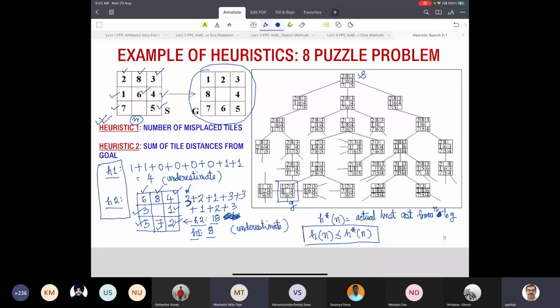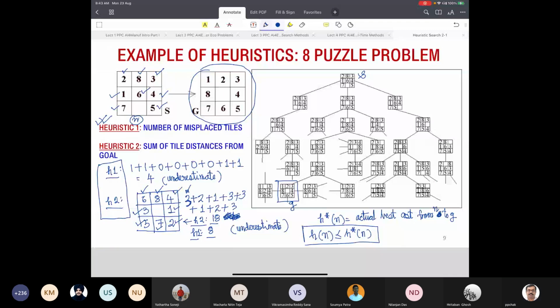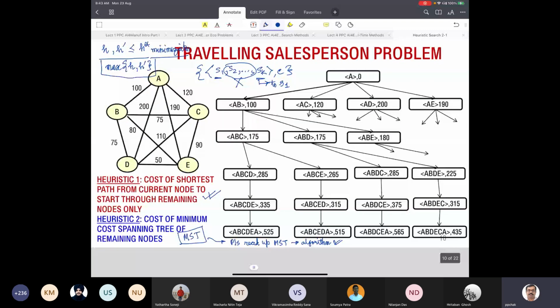Square of the sum of tile distances from the goal. Correct, square of it sometimes, but this would not always be an overestimate. This can be sometimes an overestimate, sometimes an underestimate. In the traveling salesman problem, you greedily solve the problem by choosing the minimum next edge, and you go on choosing the minimum next edge, and if that provides you a solution, then whatever solution you get by a greedy algorithm would be an overestimate.